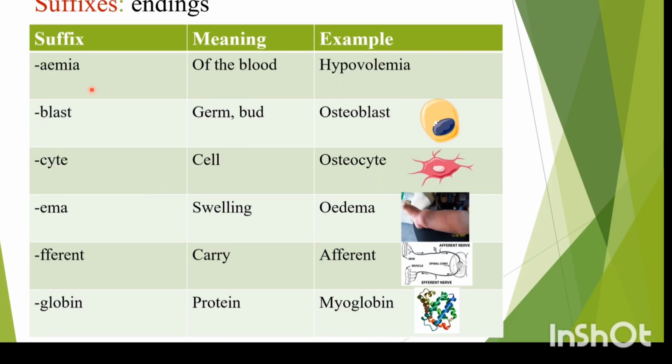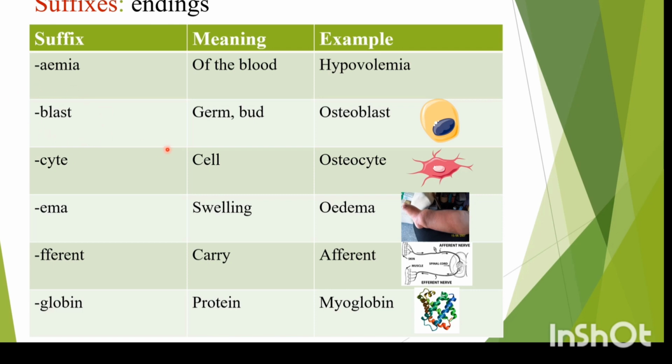Next one, suffixes. Suffixes means endings. That means endings of the anatomical words are called suffixes. First one is amia. Amia means of the blood. Example, hypovolemia. That means decreased volume of blood is called hypovolemia.